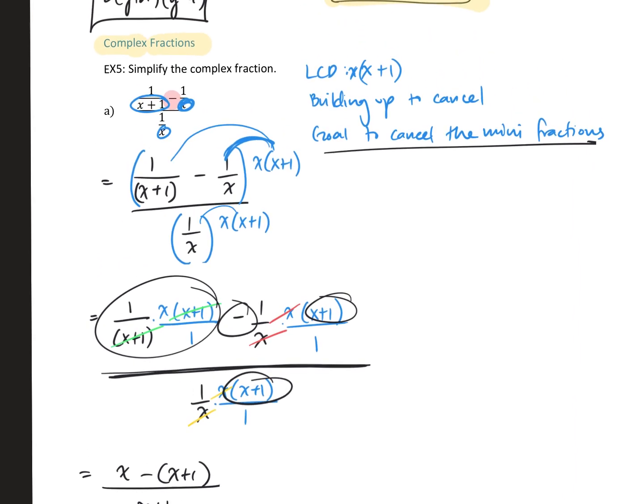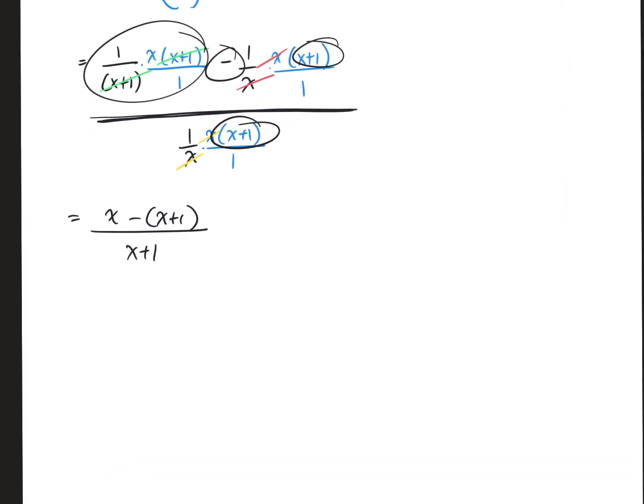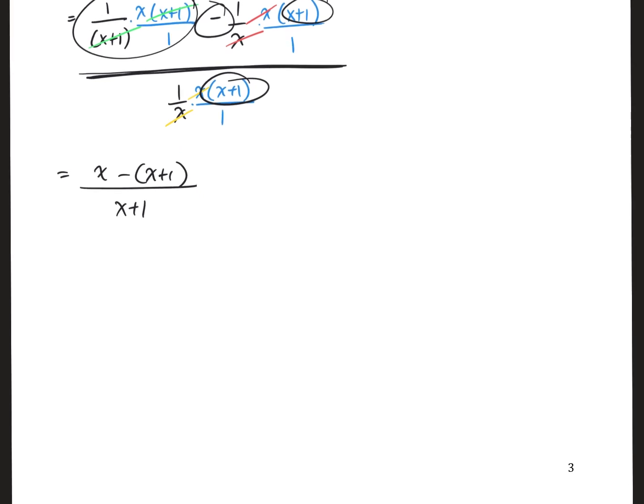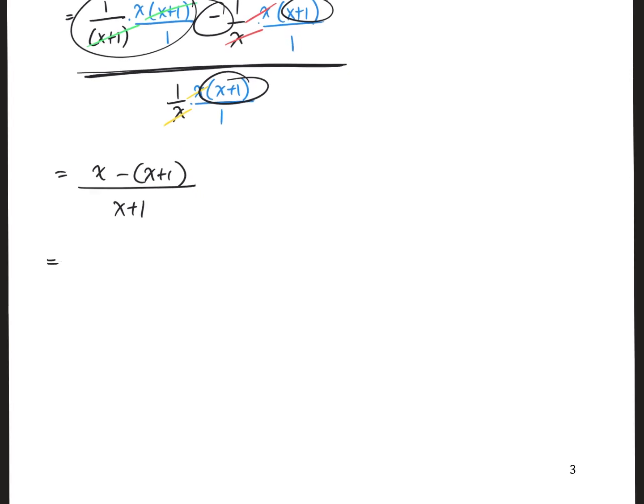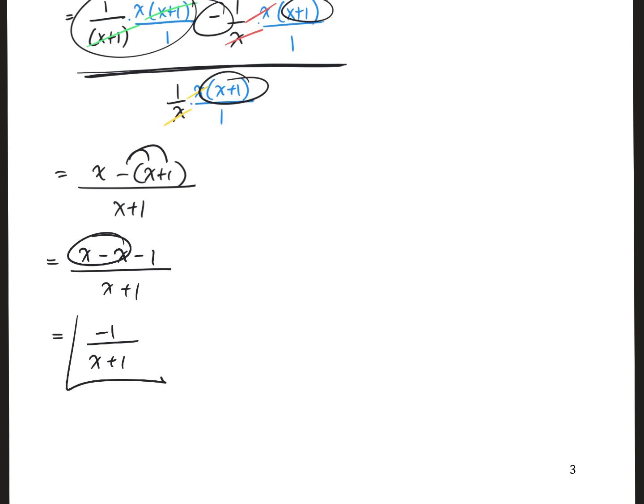So again, these are the steps to get to that goal. But we're not fully done. Remember, we still need to simplify. So simplifying in the numerator, we have x, and we'll distribute that x minus 1 for x plus 1. Simplifying the top, the x's cancel, so we're left with negative 1 over x plus 1. And we are done.